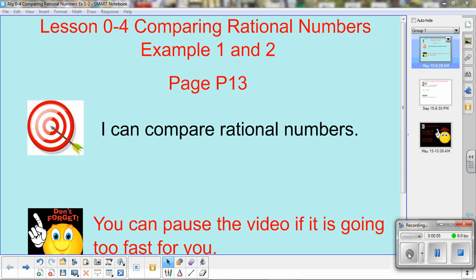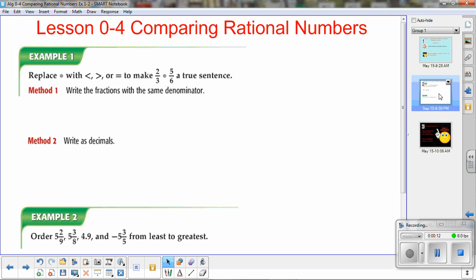In Lesson 04, Examples 1 and 2, you'll be comparing rational numbers. In our first example, we're going to replace the circle with less than, greater than, or equal to make it a true sentence. The first method we're going to use is to rewrite the two fractions with a common denominator. If I want to rewrite 2/3 and 5/6 with a common denominator, I'm going to use 6.